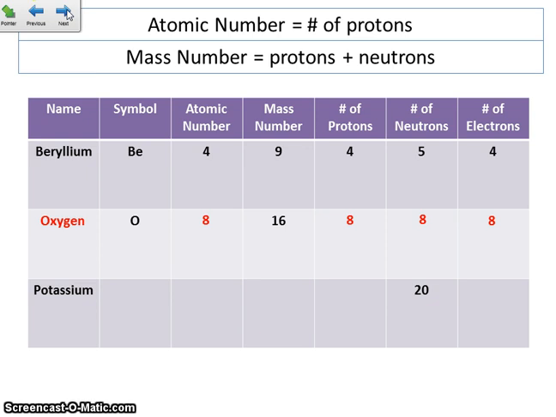Potassium. Symbol is K. Atomic number for potassium is 19, which tells us the number of protons is 19 and the number of electrons is 19. Now remember, our mass number is going to be these two put together. So 20 plus 19 is 39. Hopefully you got all of those right.